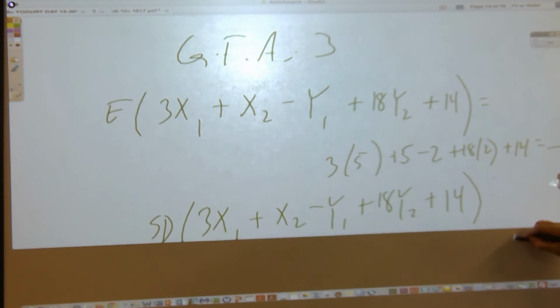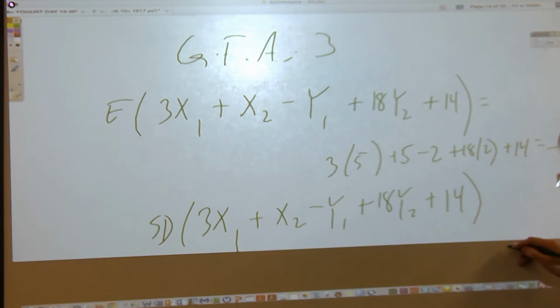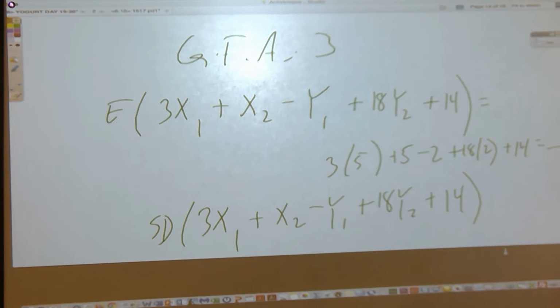What's challenging is to find the standard deviation. So here is your GFA problem for today. What is the standard deviation of 3x1 plus x2 minus y1 plus 18y2 plus 14? You may begin. Variances add.